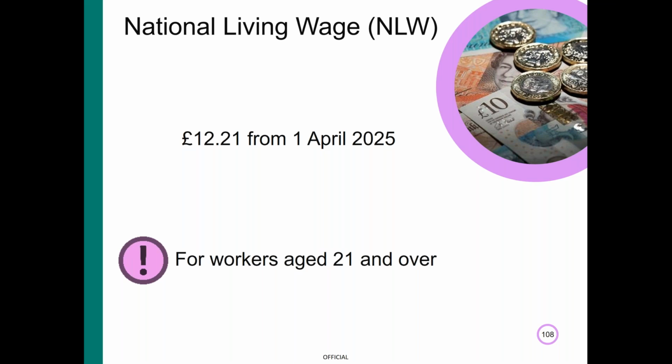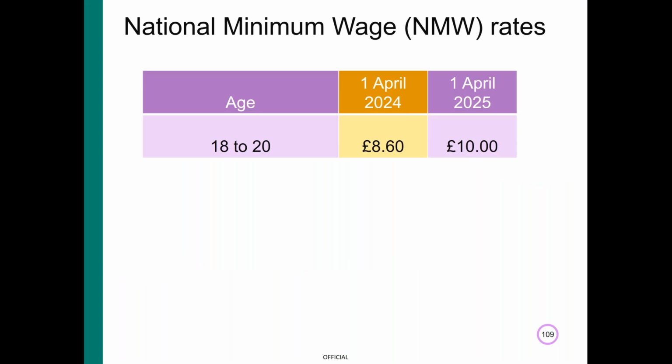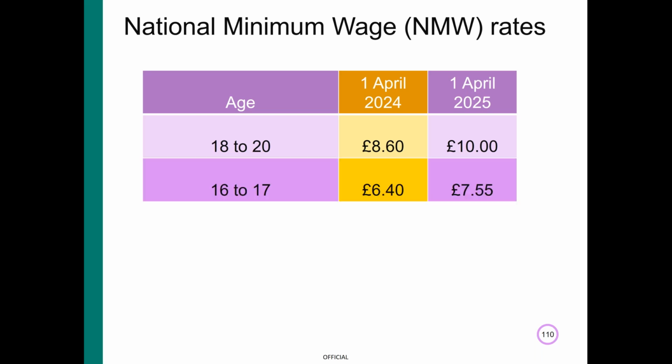National Minimum Wage will also increase as follows. The rate for those aged 18 to 20 from £8.60 to £10 per hour. The rate for those aged 16 to 17 from £6.40 to £7.55 per hour. And the rate for apprentices from £6.40 to £7.55 per hour.